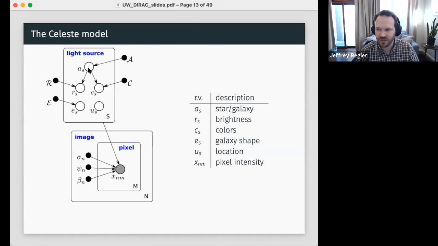We think of this as a Bernoulli random variable, which has a particular prior on it that's informed by the data. R sub S is the brightness of the light source, or the flux of the light source in a particular reference band. C sub S is a vector of all the colors. And again, there's a prior over the colors. And the prior is conditioned on whether the light source is a star or a galaxy. Since stars tend to be brighter, they have a different brightness, and their colors are also different. We additionally have locations, which we think of as random, and then also various properties of galaxies that describe their spatial extent.